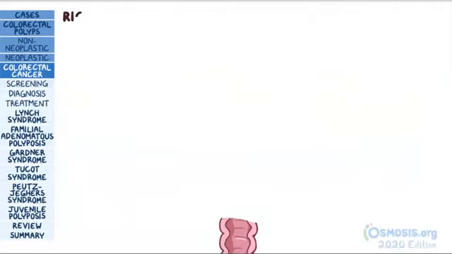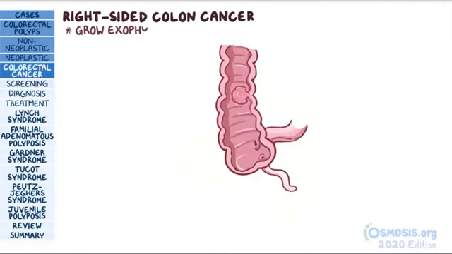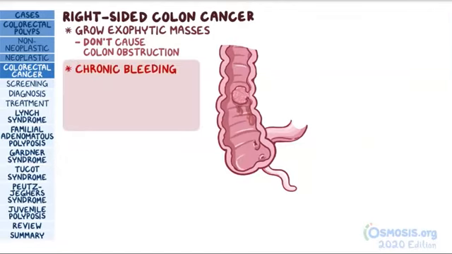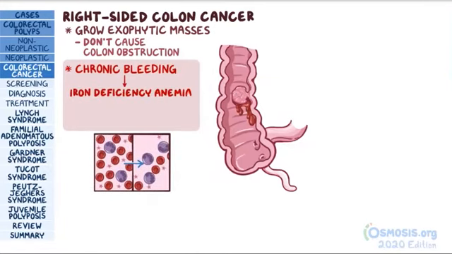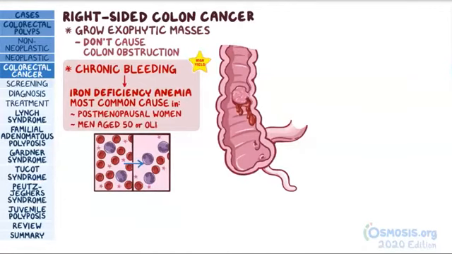On the other hand, right-sided colon cancers grow as exophytic masses, but they do not tend to cause colon obstruction, because the right-sided colon has a larger diameter than the left. Instead, right-sided tumors tend to cause chronic bleeding, eventually causing iron deficiency anemia. Moreover, keep in mind that colorectal cancer is the most common cause of iron deficiency anemia in postmenopausal women or men aged 50 or older.